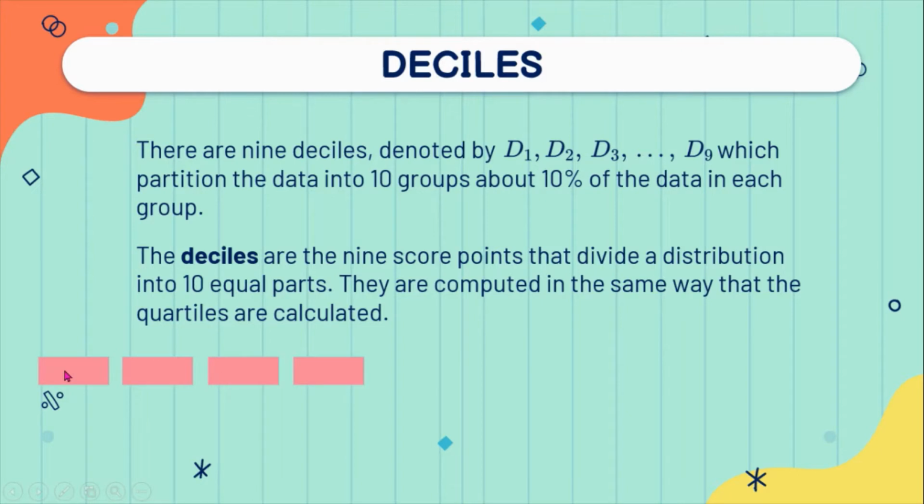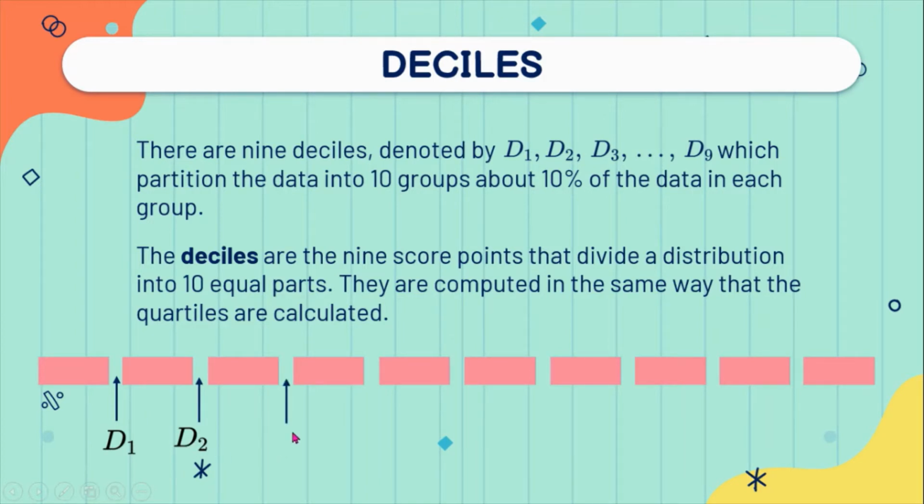So here we have 10 equal parts. Here, this is the first decile, or the D sub 1. This is the D sub 2, or the second decile. D sub 3, the third decile. D sub 4, the fourth decile. D sub 5, the fifth decile. D sub 6, sixth decile. D sub 7, seventh decile. D sub 8, eighth decile. And D sub 9, ninth decile.